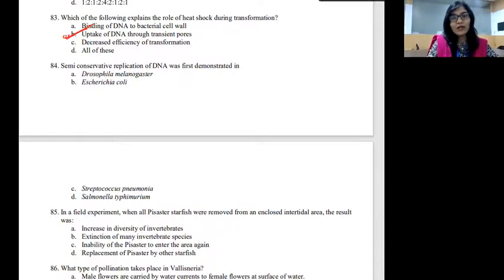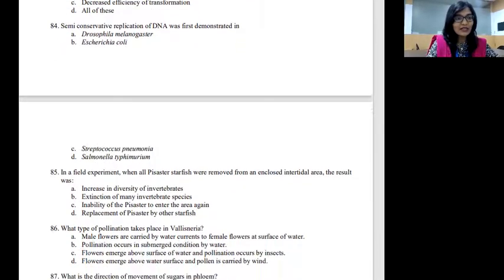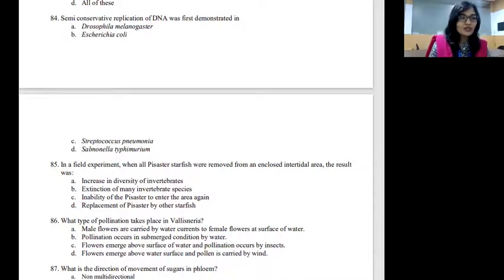Semi-conservative replication, you already know by Meselson and Stahl's experiment. He demonstrated with which of these: Drosophila melanogaster, E. coli, Streptococcus pneumoniae. Yes, it is. So which of these? E. coli. 20 minutes, right? So it's going to be option B.